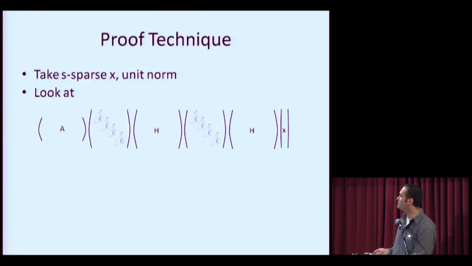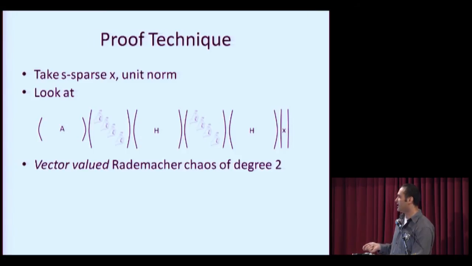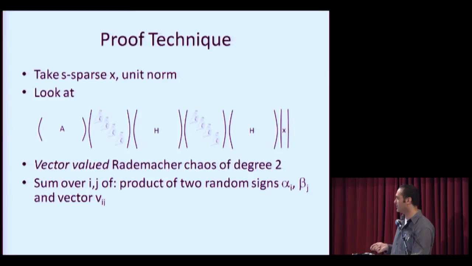Okay, so what is the proof technique? Here we needed, I guess, the most advanced tail inequalities for this theory so far. So this is your vector here, which is sparse. You want to prove RIP. This is the previous draft, and then you precondition X with this transformation, and you apply your previous draft. This random variable is vector valued, and it's called a vector valued Rademacher chaos of degree 2. Okay, what's the definition of this animal? So you sum over ij, i from this matrix, j from this matrix, the product of 2 random signs, call them alpha i and beta j, and some vector vij, which you can read from this definition.